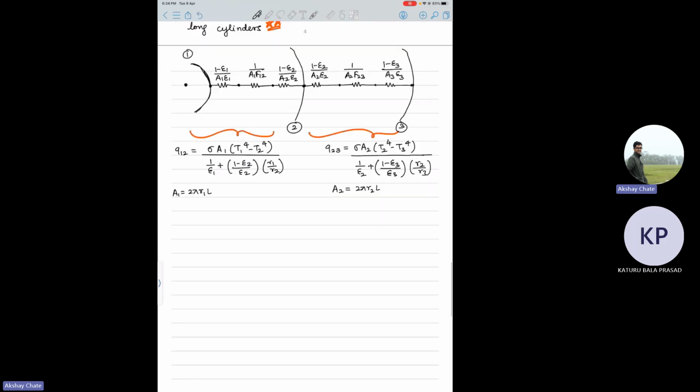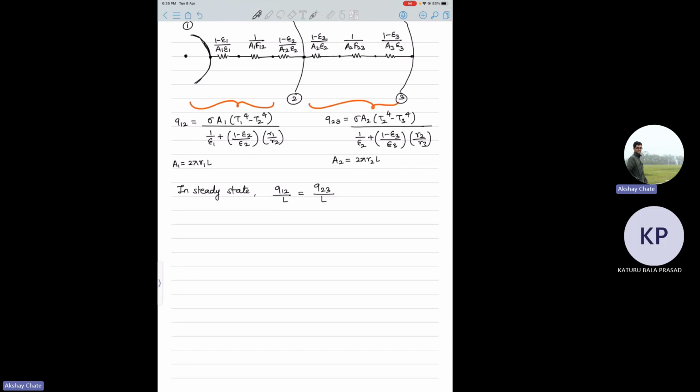So what we do is, like it is mentioned in the problem that we need to find T2 in steady state. So in steady state, Q12 per unit length, if you take it like this, will be equal to heat transfer between 2 to 3 per unit length. I am just taking per unit length because I don't want to write L in the expressions, because anyway we are going to cancel it.